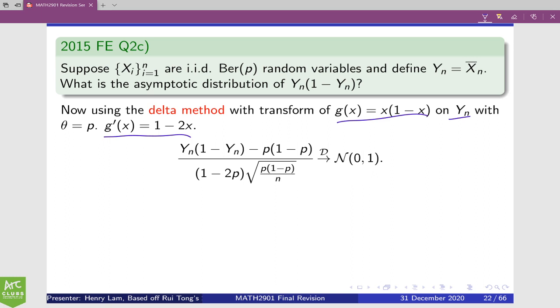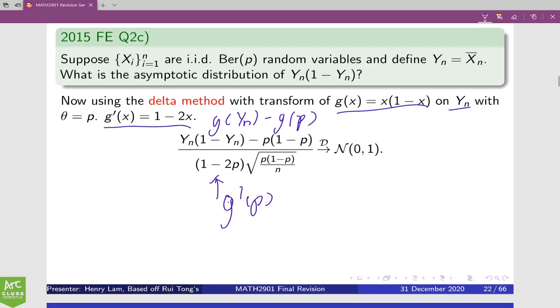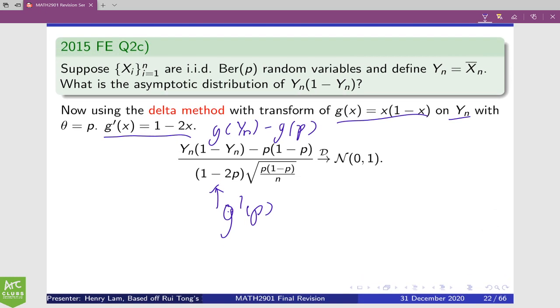And then you just plug it in. As you can see here, this is g_n minus g(p), and this is g'(p). Not too complicated to calculate at all, right? It was very straightforward because we just used the CLT and from there the delta method. You didn't need to do it directly. And since we're doing it asymptotically, that's fine.